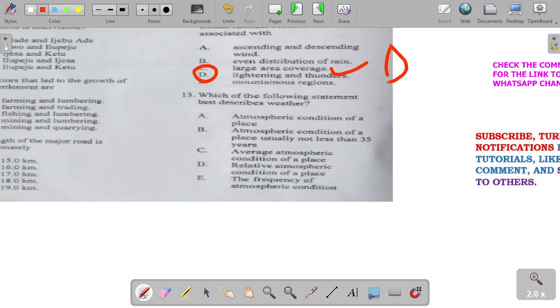13. So we have, which of the following statements best describes weather? So an atmospheric condition of a place. When it involves 35 years, that is climate. So the answer is A for weather.